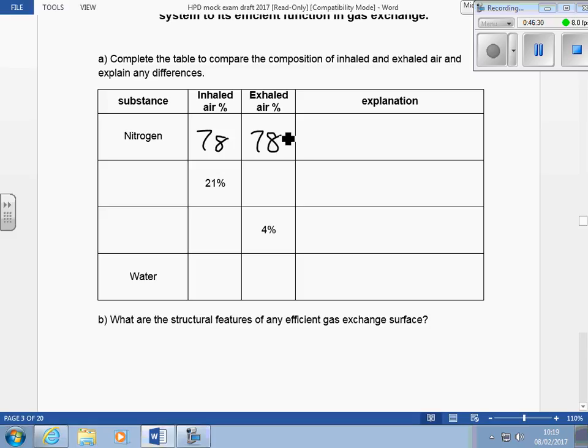And the reason for that, the body doesn't produce it either. Not used or produced. So what is it that lurks about at 21% then? It's oxygen.